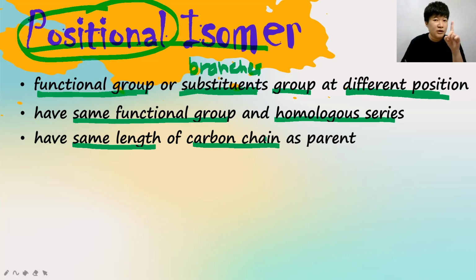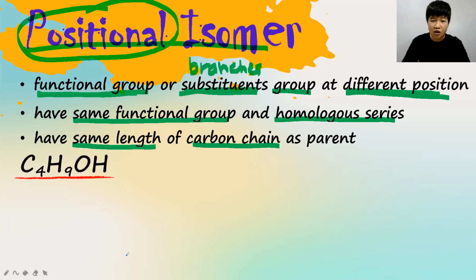There is only one thing changing at one time. Don't change everything at one time. That makes your life hard. So to make your life easier, we go step by step. For every type of question, we only change one thing. And for positional isomer, we only change the position of the group.